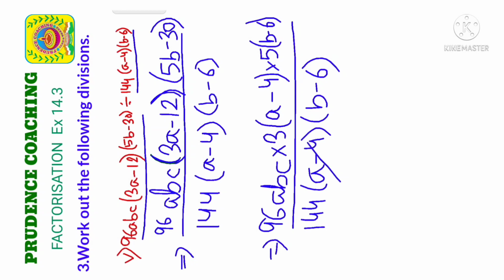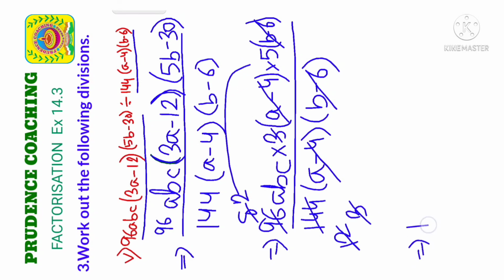Now as you can see, we can cancel this one with this one, this one with this one. We know 12 8s are 96 and 12 12s are 144. Again we can cancel it by 4. 4 3s are 12 and here 4 2s are 8. This 3 and this 3 will get cancelled. Here you will get the numbers as 2 into 5, that is 10, and we have a, b, c. This is our final answer.